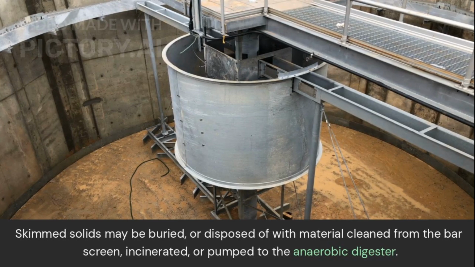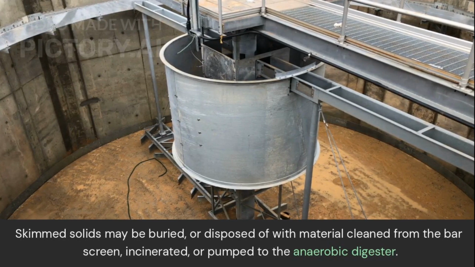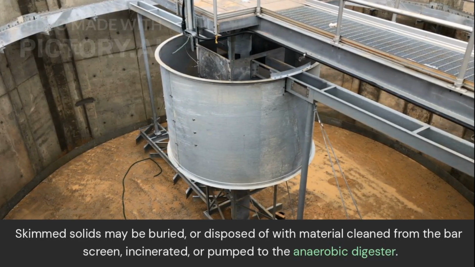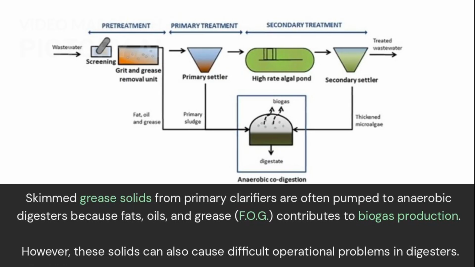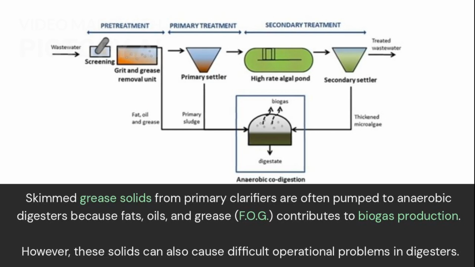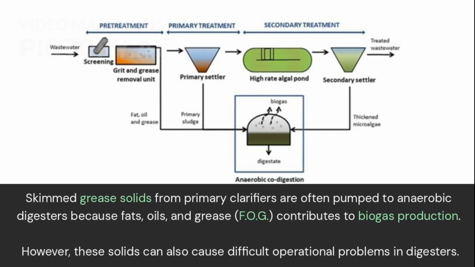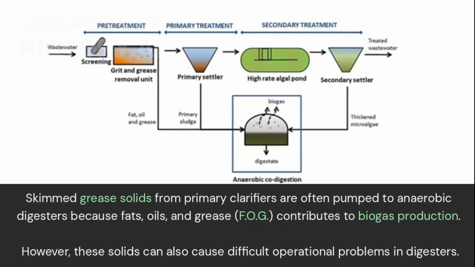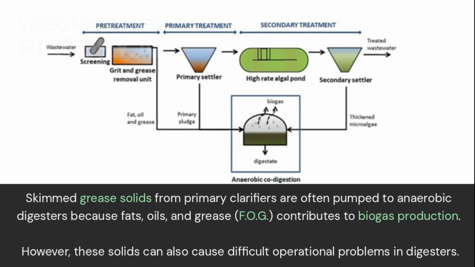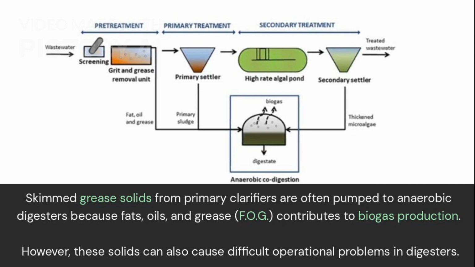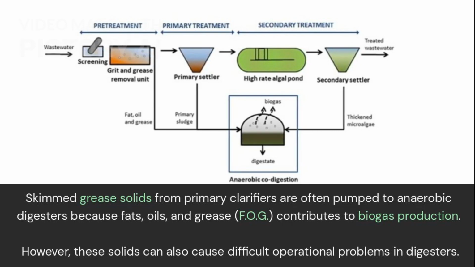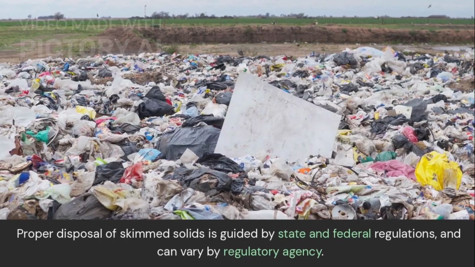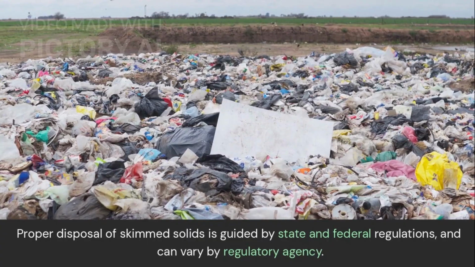Skimmed solids may be buried or disposed of with material cleaned from the bar screen, incinerated, or pumped to the anaerobic digester. Skimmed grease solids from primary clarifiers are often pumped to anaerobic digesters because fats, oils, and grease, FOG, contribute to biogas production. However, these solids can also cause difficult operational problems in digesters. Proper disposal of skimmed solids is guided by state and federal regulations, and can vary by regulatory agency.